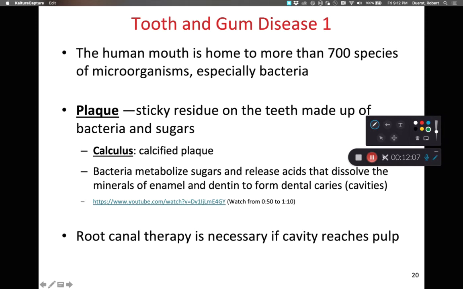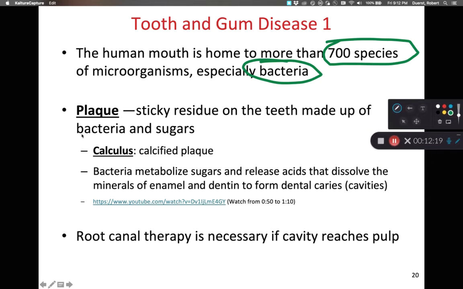Our mouth is disgusting. We have well over 700 species of microorganisms that have been documented to live in the human mouth. Of that, most of them are bacteria. Those bacteria in our mouth can feed on food to make a sticky residue known as plaque. And it's going to be made up of the bacteria in our mouth plus the sugars from the leftover food that are present within our gingival sulcus.